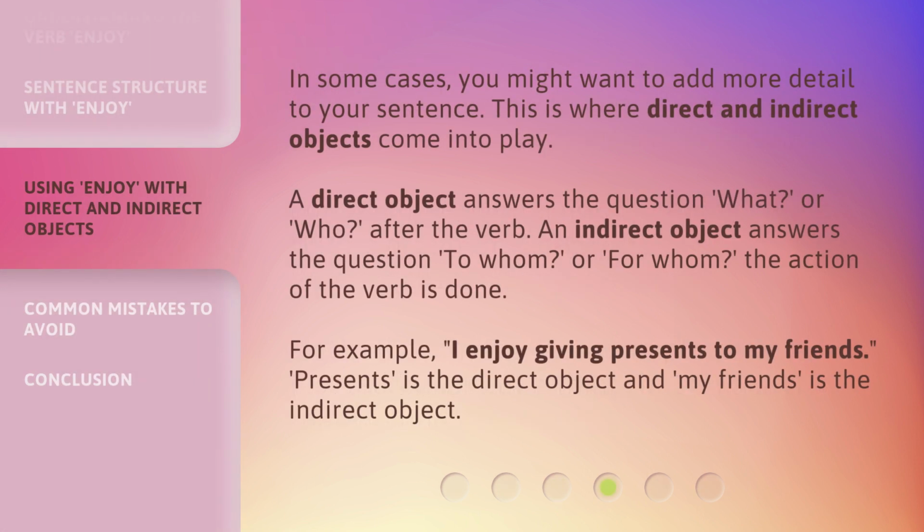In some cases, you might want to add more detail to your sentence. This is where direct and indirect objects come into play. A direct object answers the question, what, or who, after the verb. An indirect object answers the question, to whom, or for whom, the action of the verb is done. For example, I enjoy giving presents to my friends. Presents is the direct object and my friends is the indirect object.